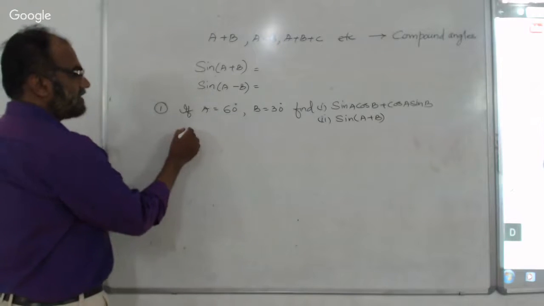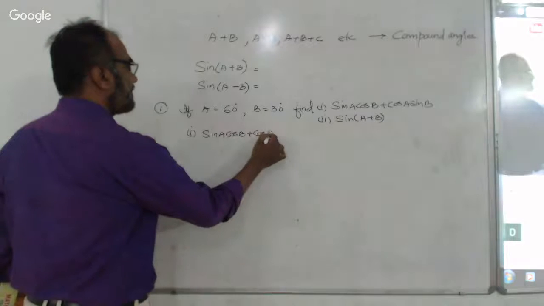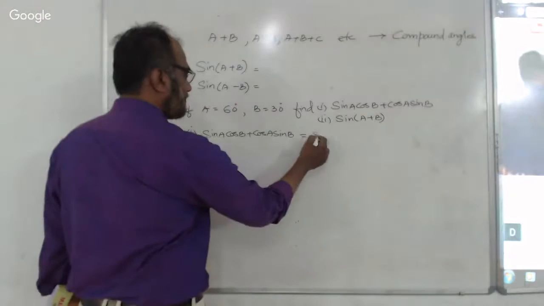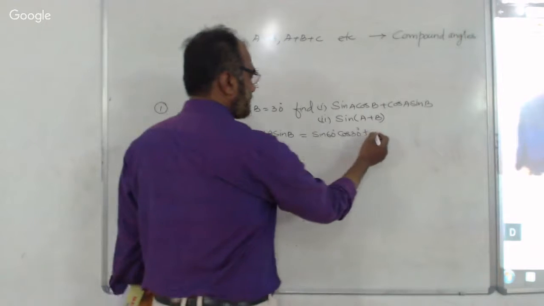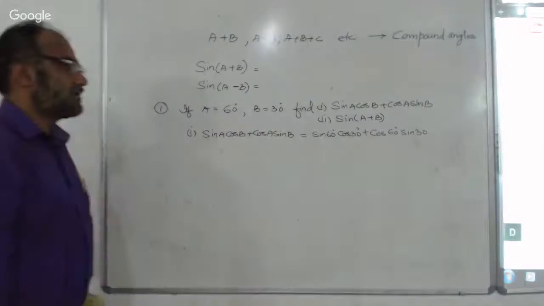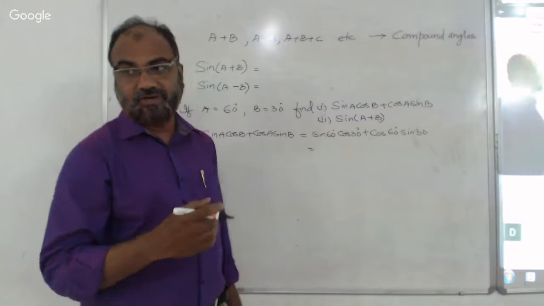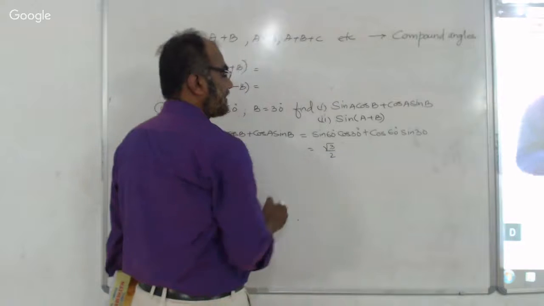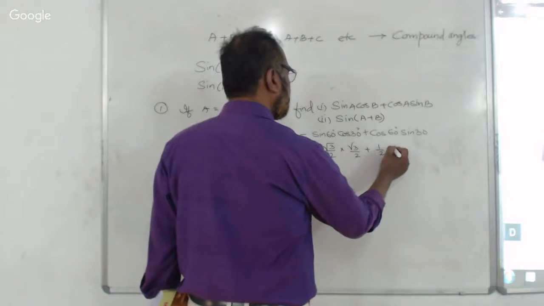What will be the first result? Sin A cos B plus cos A sin B is equal to, substituting the values of A and B, A is 60, B is 30, sin 60 cos 30 plus cos 60 sin 30. From yesterday's tabular form of the trigonometric values from 0 to 90, sin 60 is root 3 by 2, and cos 30 is also root 3 by 2, plus cos 60 is 1 by 2 into sin 30 is 1 by 2.